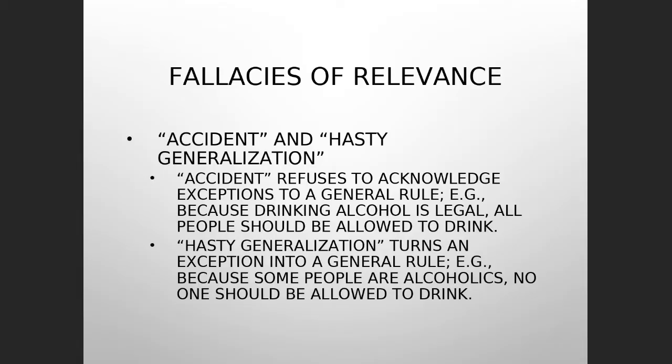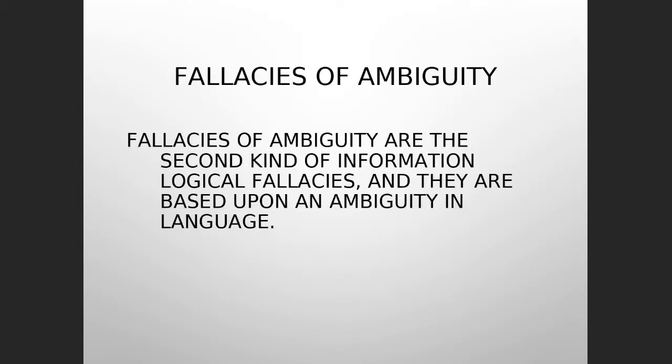All right? Hasty generalization is the opposite of accident. It turns an exception into a general rule. Because some people are alcoholics, no one should be allowed to drink. Okay? The fact is, rules have exceptions. That doesn't mean they cease to be valid rules, general truths. And that doesn't mean the exceptions are the rule. Okay? Fallacies of ambiguity, those are the fallacies of relevance. Fallacies of ambiguity are the second kind of informal, sorry, I got to edit that, not information, but informal logical fallacies. They're based upon an ambiguity in language.